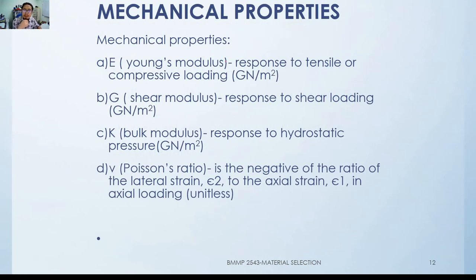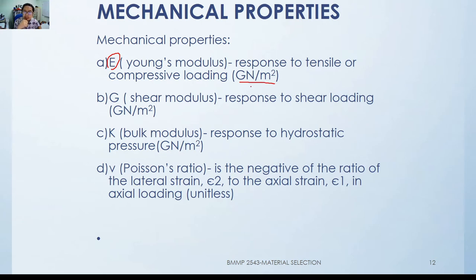So, mechanical properties. We have about four mechanical properties that materials engineers or product engineers normally consider. The first is the Young's modulus with the symbol E, capital E, and this is the response of the material when it is subjected to tensile or compressive loading. Its units are normally gigaNewton over square meter, or another way of saying it is in Pascal, which is the unit of force over area.